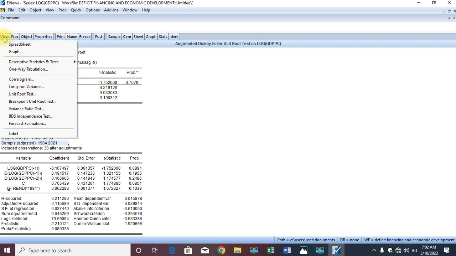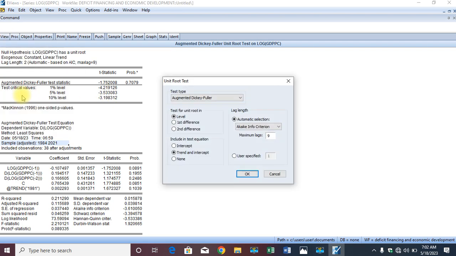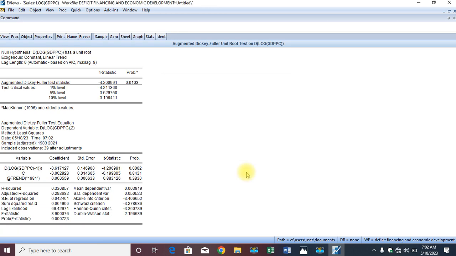So if you go to View, you go to Unit Root again, without changing anything here, you just tick the first difference. If you tick the first difference button and click OK without changing anything, it will take you to another section like this. This is the second result. In this result, the sample size is adjusted to 1983. One other year is added back to the system.